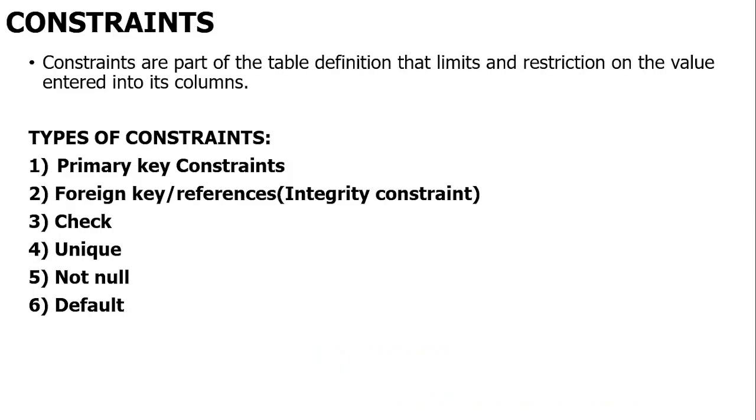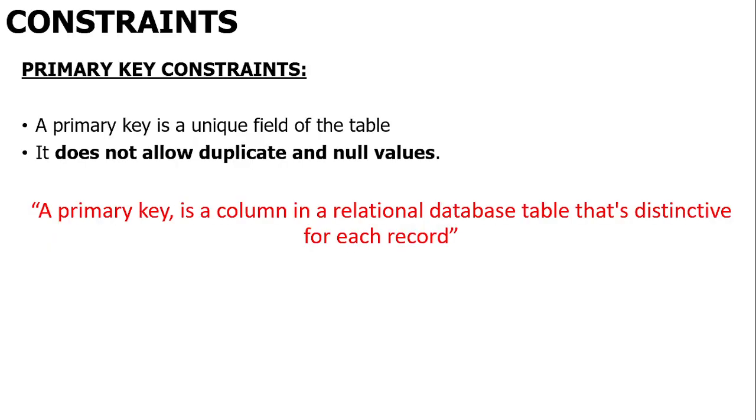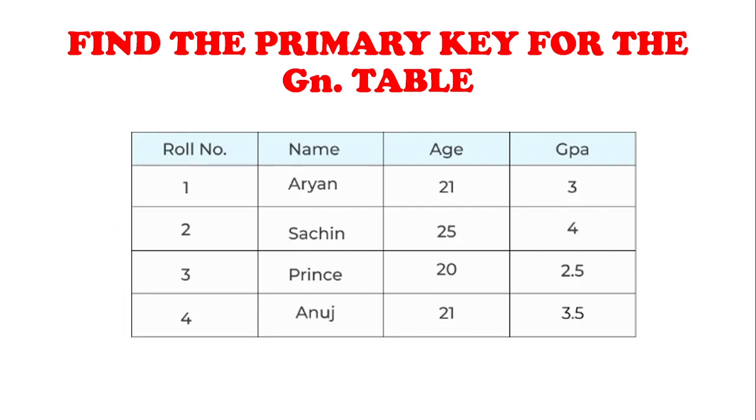Constraints. Constraints are part of the table definition that limit and restrict the values entered into its columns. There are different types of constraints: primary key constraints, foreign key references or integrity constraints, check, unique, not null, and default. Primary key constraints. A primary key is a unique field of the table. It does not allow duplicate and null values. A primary key is a column in a relational database table that is distinctive for each record.